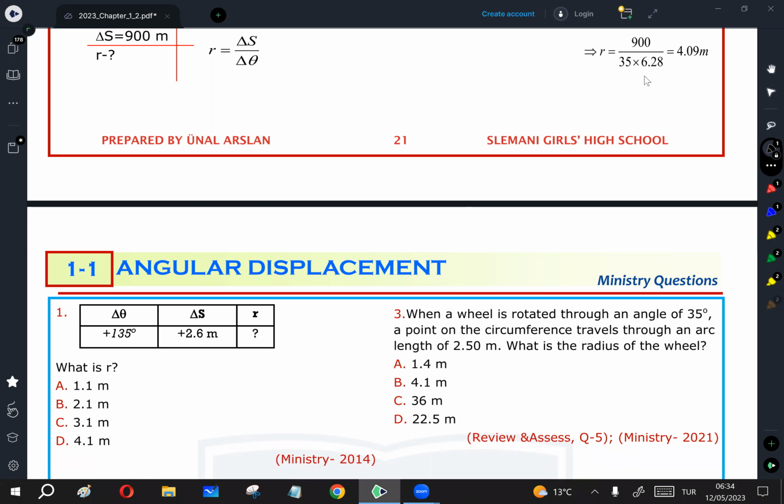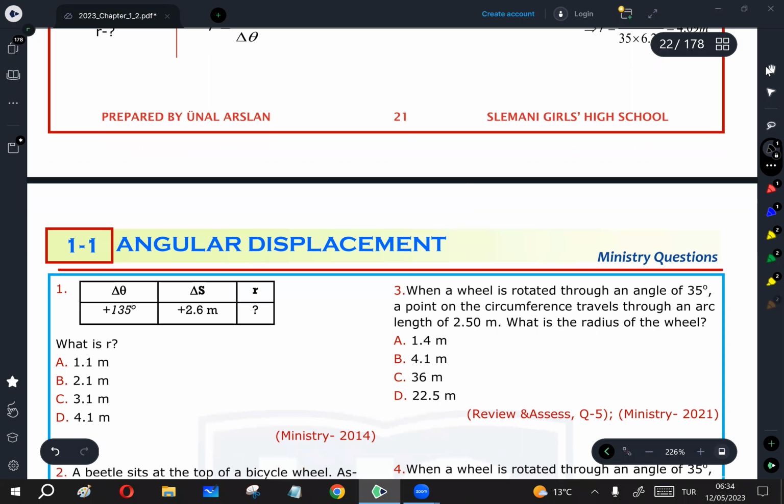Okay, now let's continue with the next questions about angular displacement. The first question is the question in the book, which is about this chart, as you see. Delta theta is given in degrees, and delta S is given in meters, and what is R in meters?